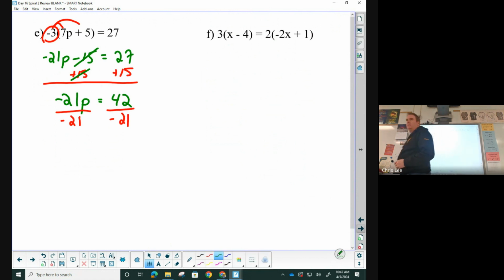Negative 21. Don't change the sign. We are dividing. P equals -2. Is it -2 or just plain old 2? -2. Is it important that it's -2? Yes.